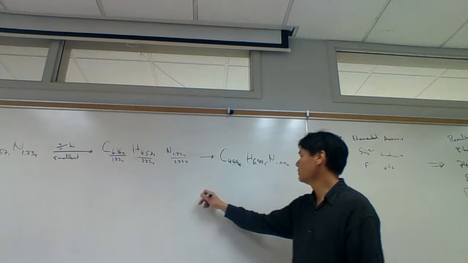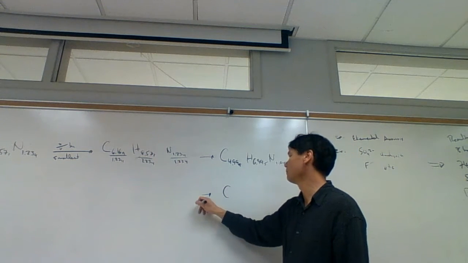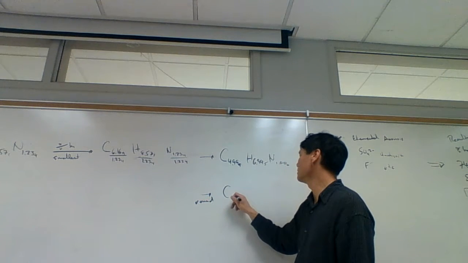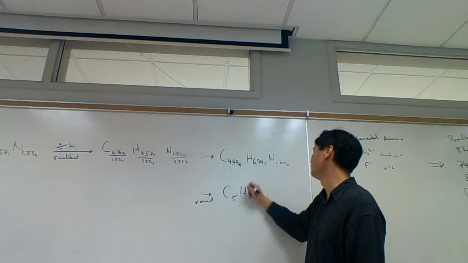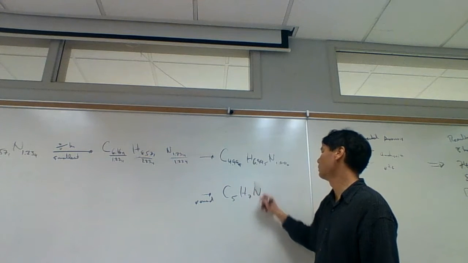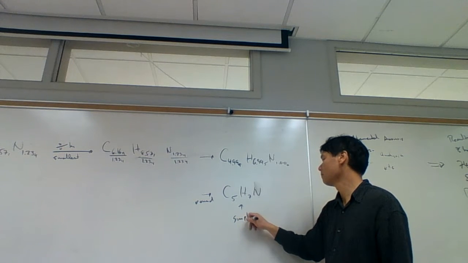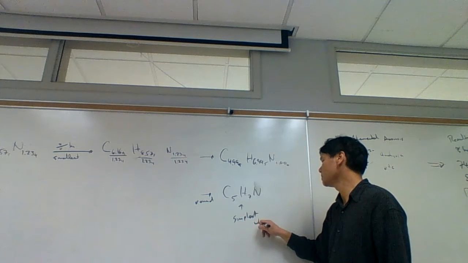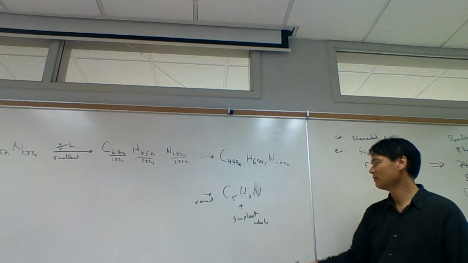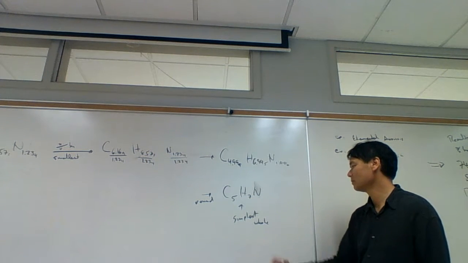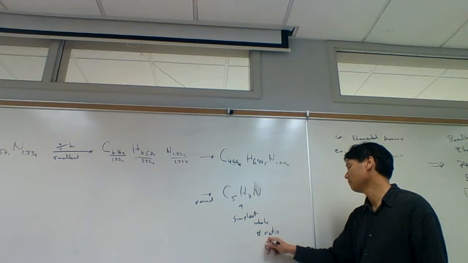And so what we're going to do is get the simplest whole number ratio. So we're going to just round this. And so this is going to be C5H7N. This simplest whole number ratio just tells me for every 5 carbons, I'll have 7 hydrogens and 1 nitrogen. And this is called the empirical formula.